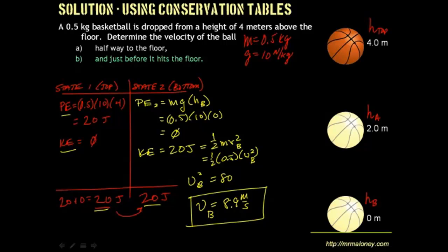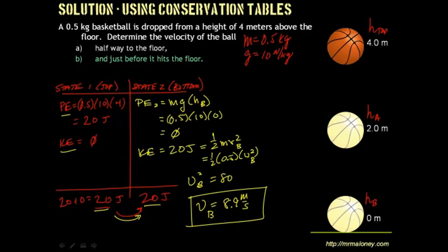Now this technique is called using conservation tables because we set up a table structure that combines the energies at each state, and we use the idea that the total energy is consistent and kind of keep moving that total energy down and down and down, and the sum is always going to be the same.